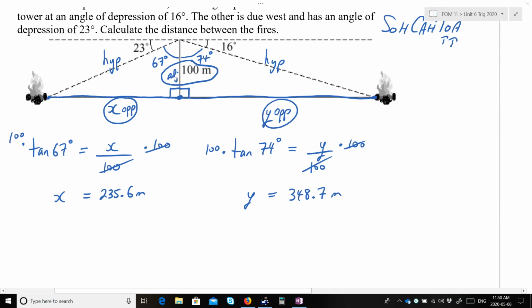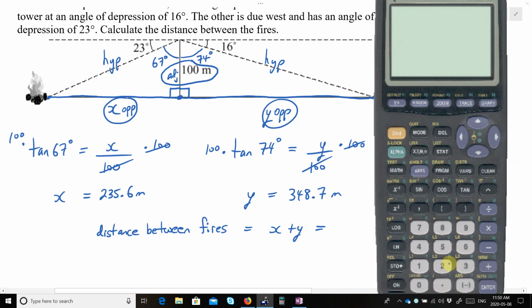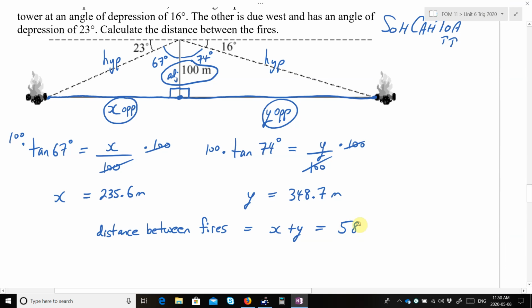Okay, I'm back. So the distance between the fires is x plus y. It's equal to x plus y, which is equal to, let's add those together, 235.6 plus 348.7, 584.3 meters.